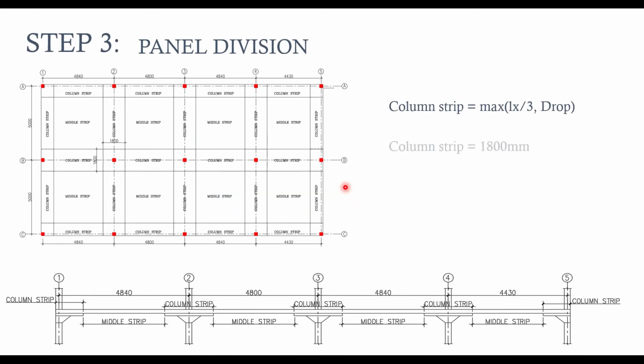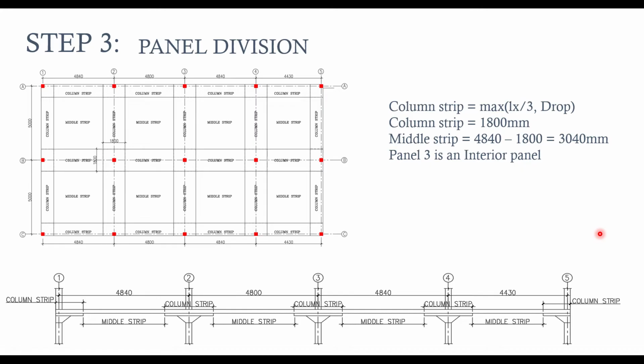Now that we've established that the drop panel is 1.8, definitely our column strip is going to have a total width of 1.8 since it is more than LX/3. Definitely the size of our middle strip is going to be the total length of our LX minus 1.8 along the X direction. But along the Y direction, it is going to be 5 meters minus 1.8. But because we only want to design along the LX, we are just going to pick that.